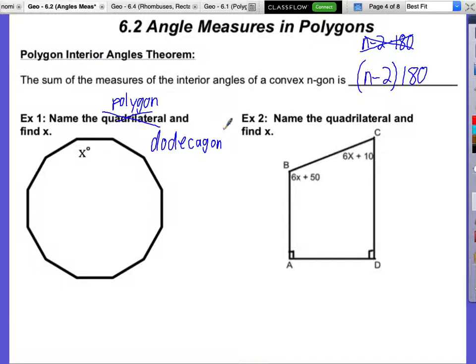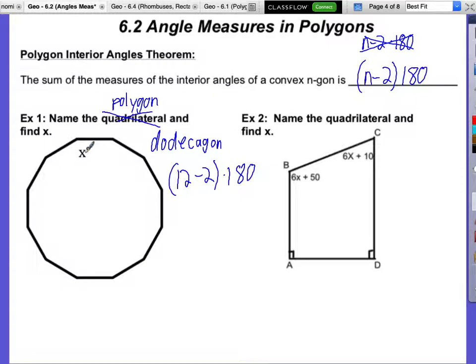12 minus 2, times 180, and put those in parentheses. And what's this going to help us find? Grace is saying this will help us find the sum of all of these angles in this dodecagon. And then if we divide by 12, why 12? That's how many sides and angles there are. Then we'll get that one angle.